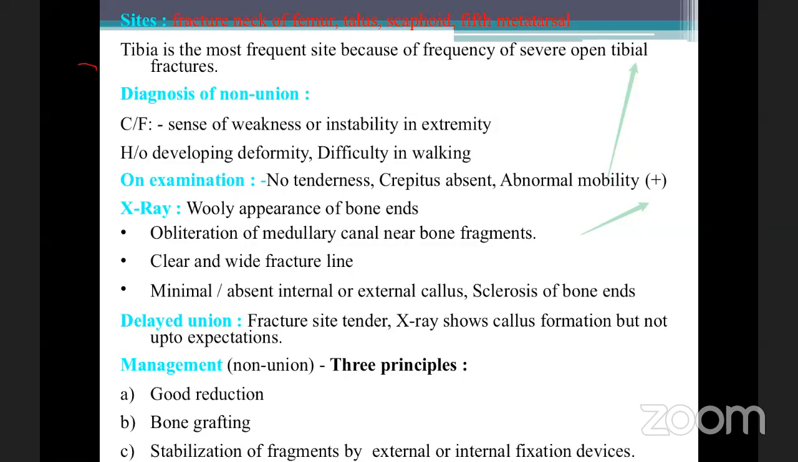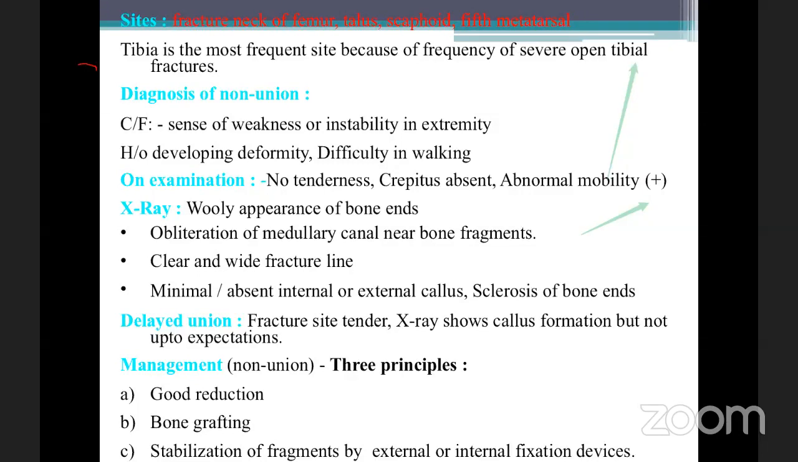In the diagnosis of non-union, there will be a sense of weakness. On examination you won't have tenderness, so non-union is essentially non-tender. There will be absent crepitus, and abnormal mobility will be there. You can freely move the fracture fragment. X-ray shows woolly appearance of bone ends, obliteration of the medullary canal near bone fragments, and a clear and wide fracture line. And delayed union shows fracture site tenderness. So this is how you clinically differentiate between delayed union and non-union. Delayed union will be tender to palpate, whereas non-union is non-tender.